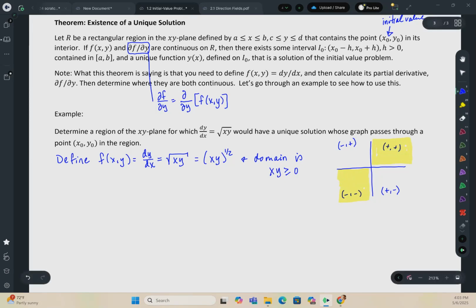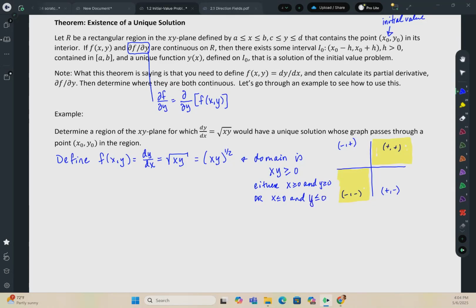Those are the only possible places. If we're in the second quadrant, then the product of x and y would be negative. So we have either x greater than or equal to 0 and y greater than or equal to 0, or we have x less than or equal to 0 and y less than or equal to 0. Okay, so I'm just getting that out of the way, so I've done it.